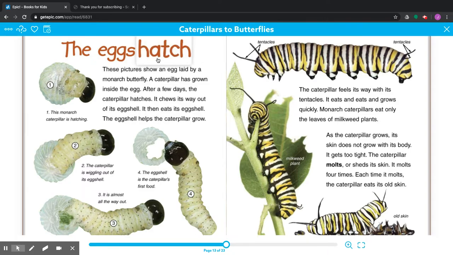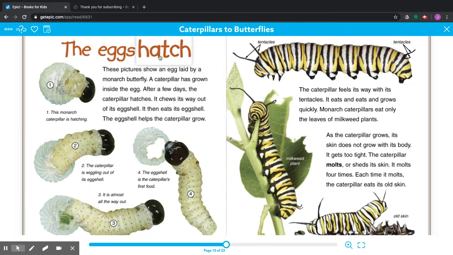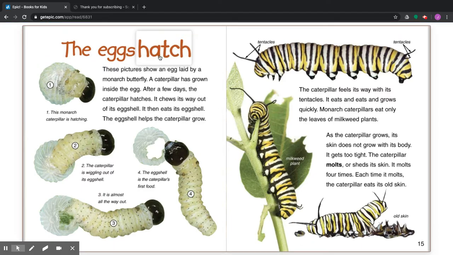So let's look at this next page where it says the eggs hatch. So this is called the header. These words appear. The header gives you a clue for what you're going to read about on the page. So if it says the eggs hatch, what do you think you're going to learn about on this page? That's right, butterfly eggs hatching.